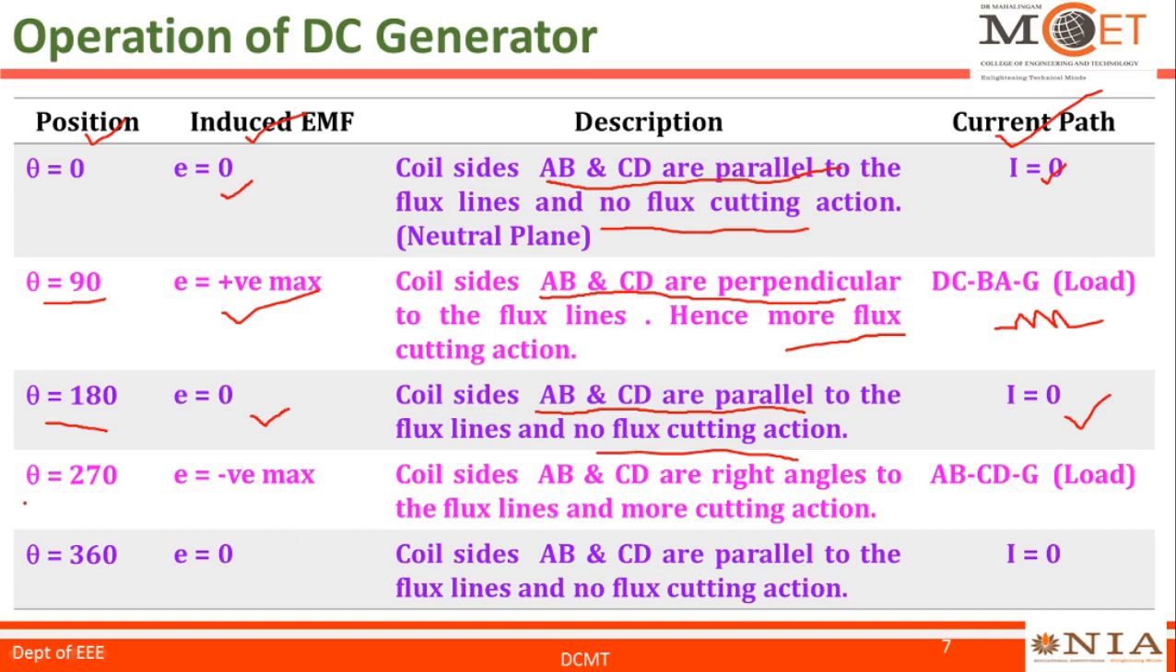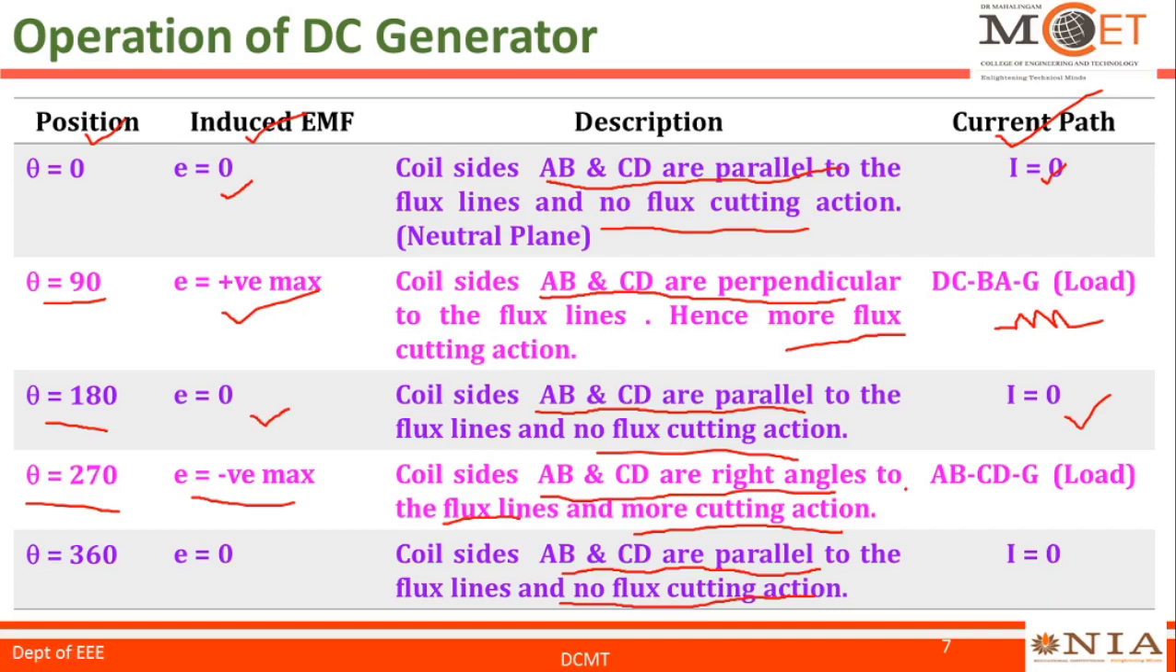At theta equal to 270 degrees, EMF induced is negative maximum because both coil sides are perpendicular to the flux lines, hence more flux cutting action. So current flows from AB to CD to the load. At theta equal to 360 degrees, EMF induced is 0 because both coil sides AB and CD are parallel, hence no flux cutting action. Because the EMF is 0, the induced current is also 0.